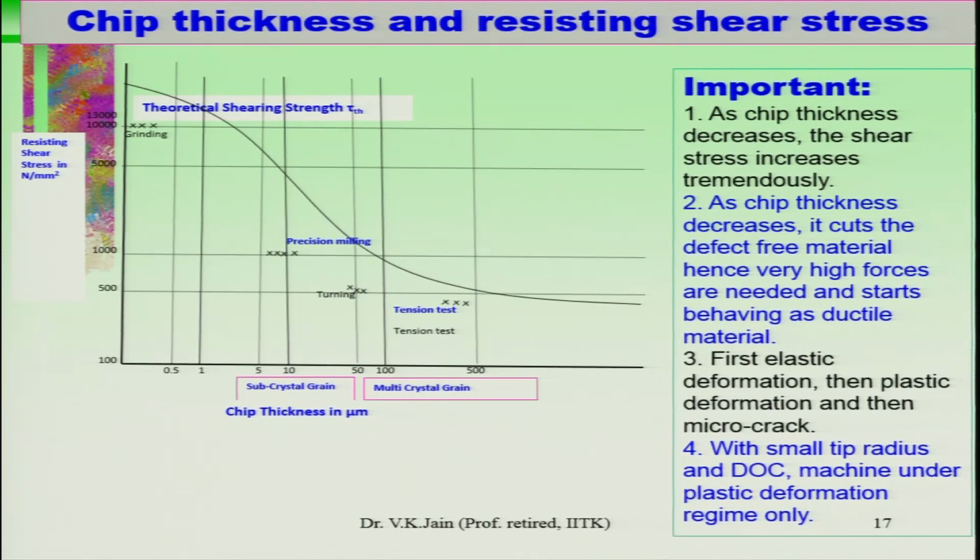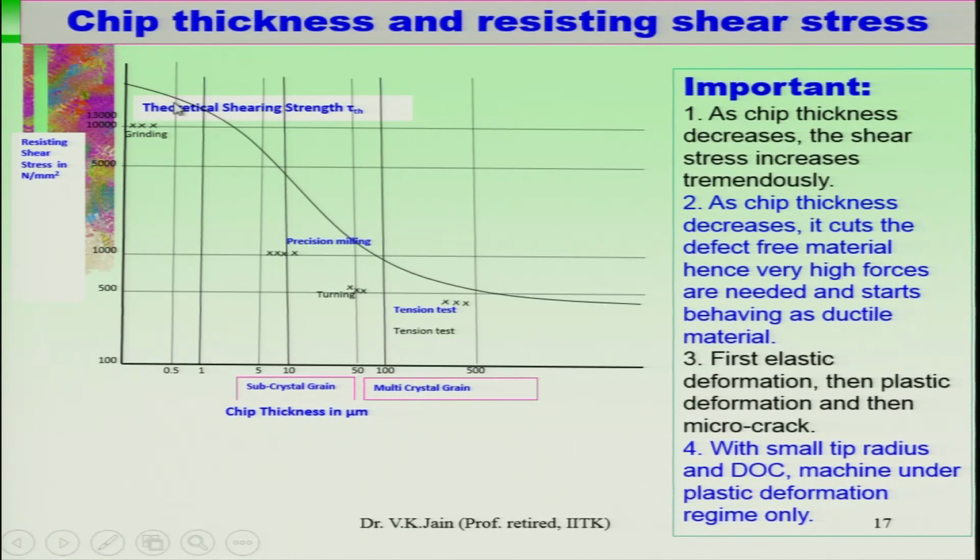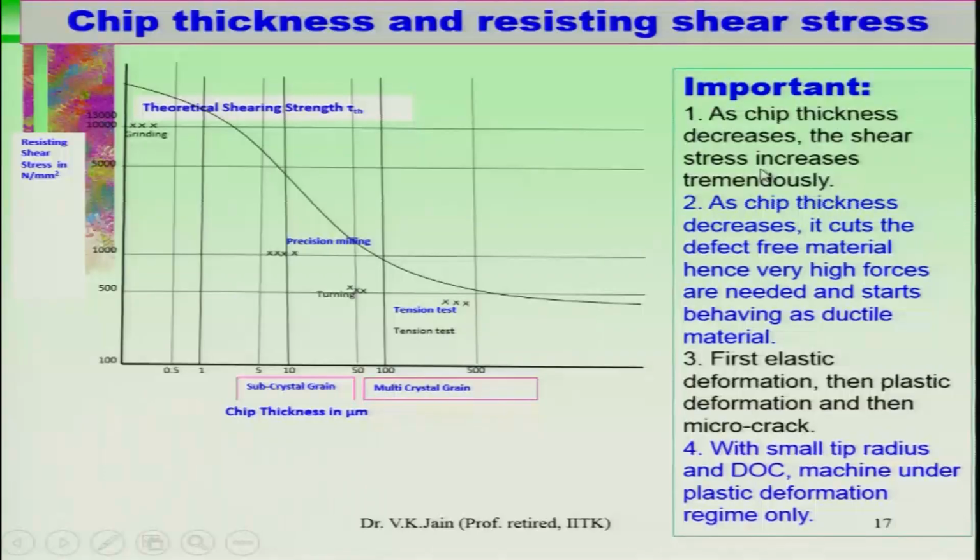That is why I was telling you a few minutes back that as you decrease the chip thickness, the strength of the workpiece material goes very high, and then you need very high resisting forces, especially when you are machining in this particular zone. And when you are machining in this zone, you are able to machine even brittle material as ductile material, because, as I showed you in the earlier slide, you are really cutting a kind of atomic structure. So, as chip thickness decreases, the shear stress increases tremendously, as shown here.